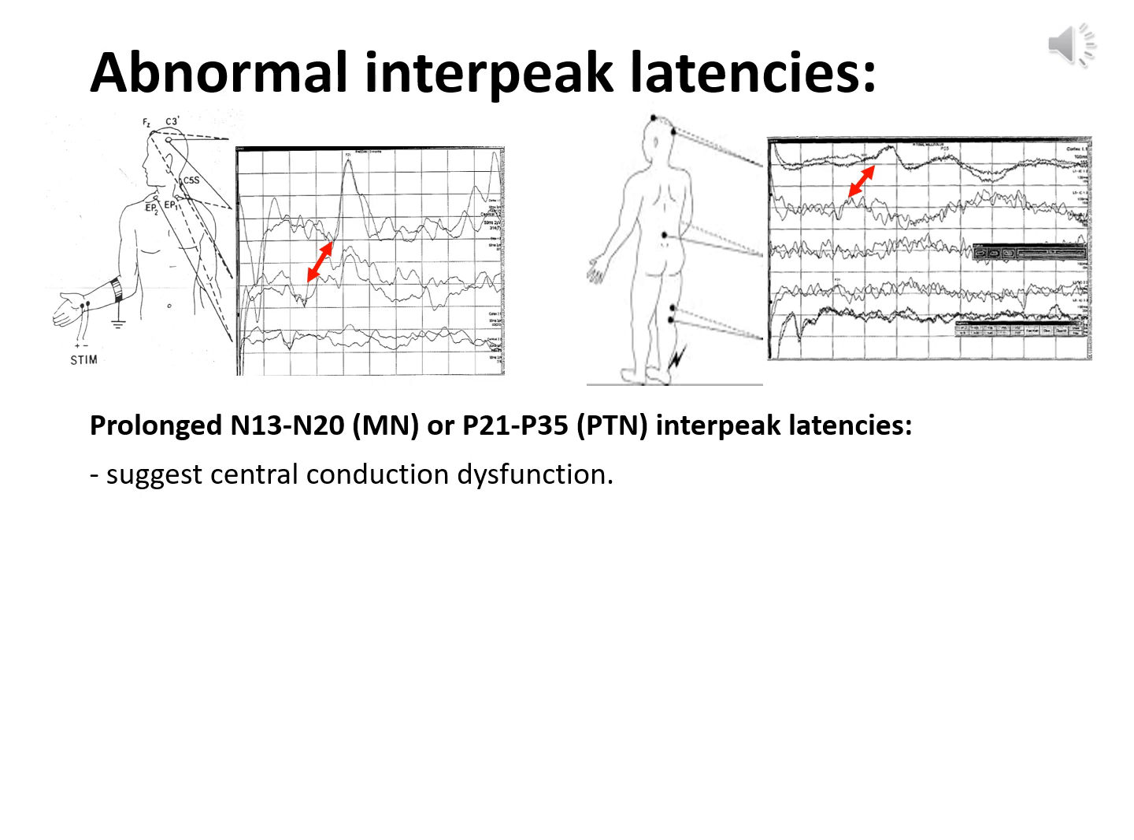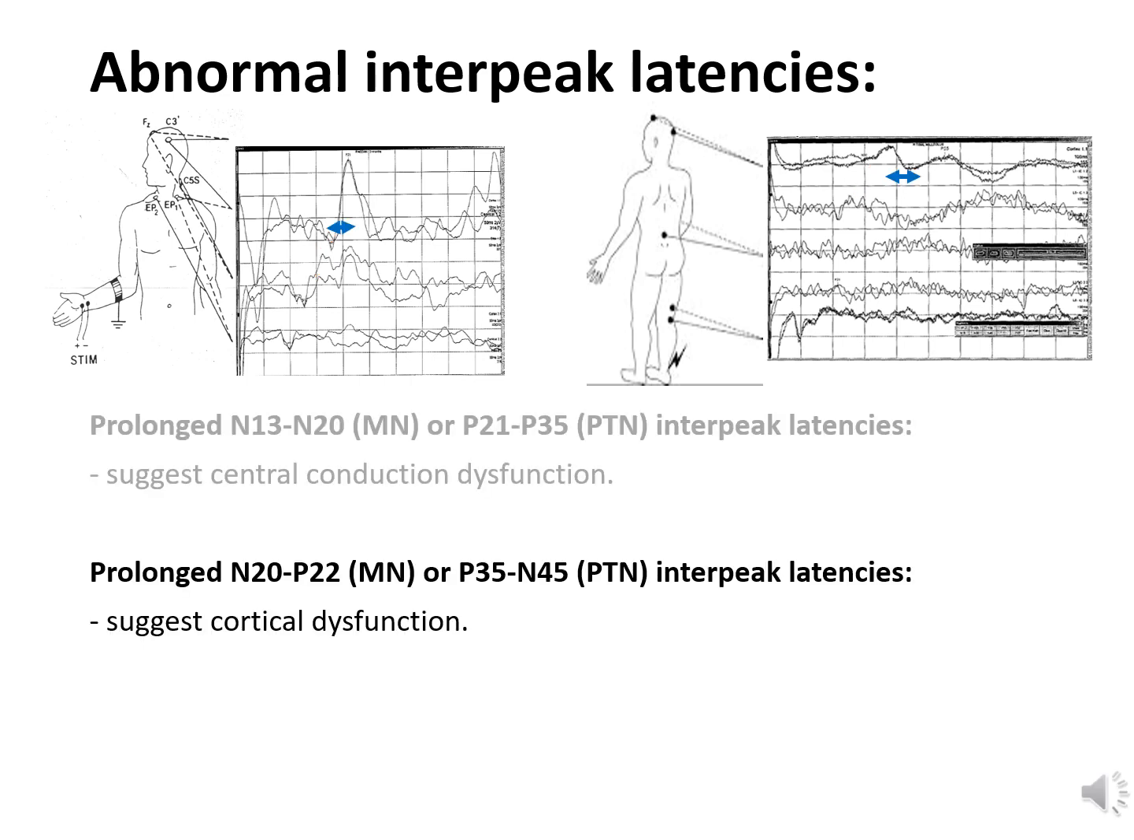Note that regardless of limb length, interpeak latencies are compared to the upper limits of normal for the patient's own age. So even if they're tall, even if the limbs are long, the upper limits of normal values should be used for the patient's own age. If the interpeak latencies between the subcortical to cortical peaks, that is, the N20 to P22 on the upper limb testing, or the P35 to N45 on the lower limb testing, are prolonged, this would suggest a cortical dysfunction or an intracortical delay.